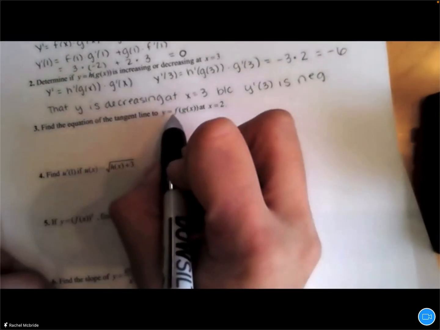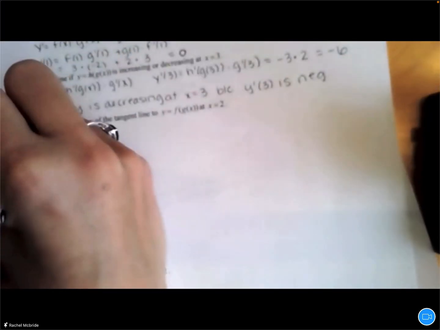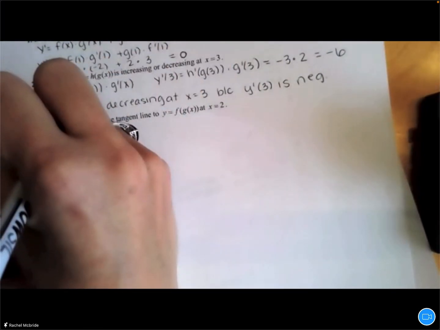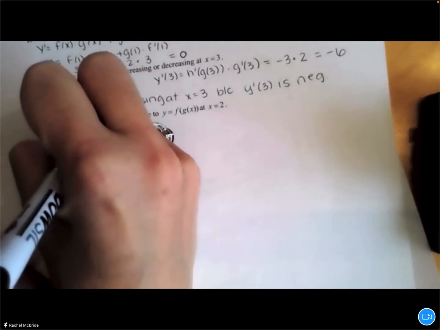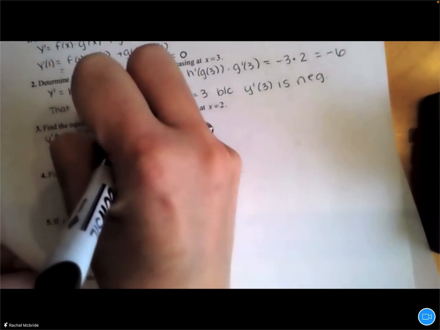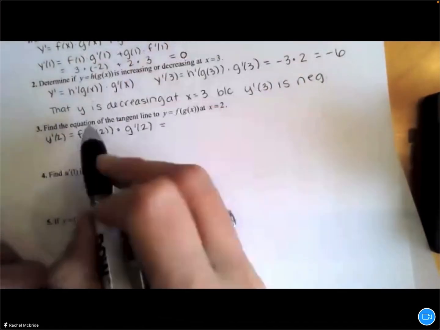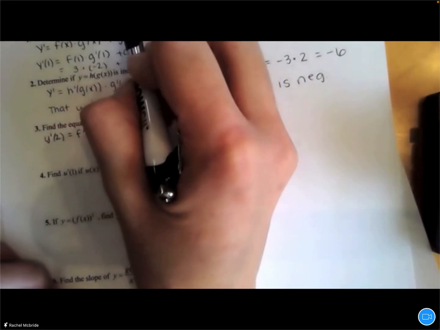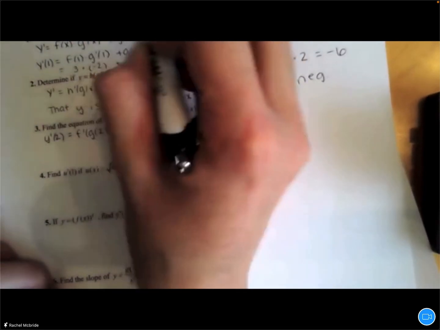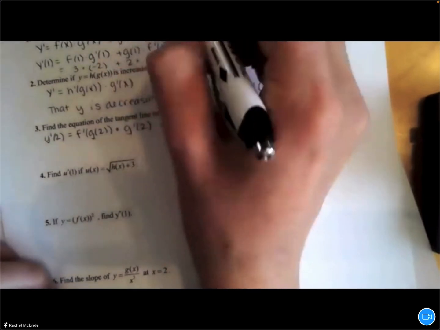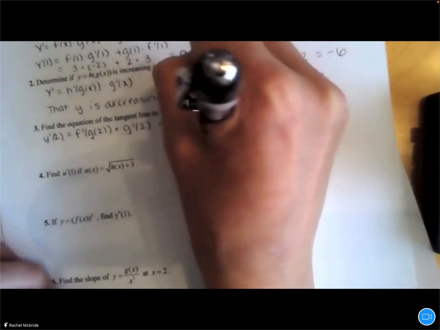Find the equation of the tangent line at 2. So once again, we need to find y prime of 2. So g of 2 is 0. F prime of 0 is negative 1. G prime of 2 is 3. So the slope is negative 3.